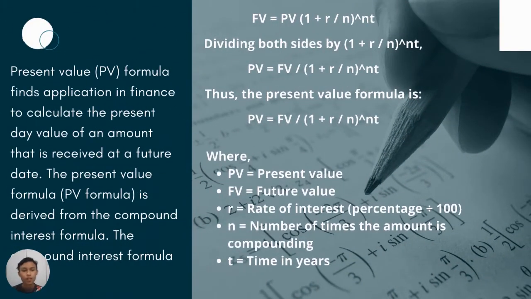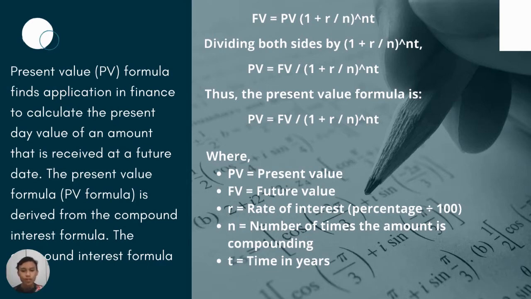Next, the present value formula finds application in finance, which is in business, to calculate the present day value of an amount that is received at a future date. The present value formula is derived from the compound interest formula. The compound interest formula is future value equals present value times open bracket 1 plus r divided by n closing bracket to the power of n times t. When dividing both sides, the present value formula is present value equals future value divided by open bracket 1 plus r divided by n closing bracket to the power of nt.